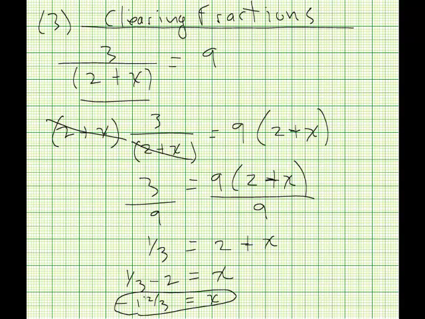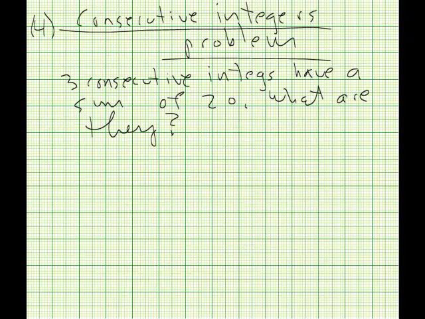Okay. One final example here of a type of problem which is not too uncommon. 3 consecutive integers have a sum of 20. What are they? In other words, this problem is asking you to find 3 consecutive integers that have a sum of 20. And I just made this problem up, so hopefully it can be done, and we will find out. But here is the way you do it.